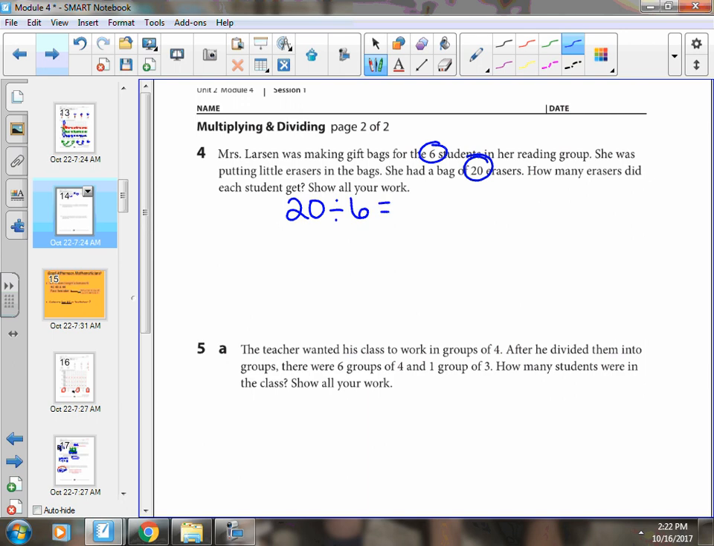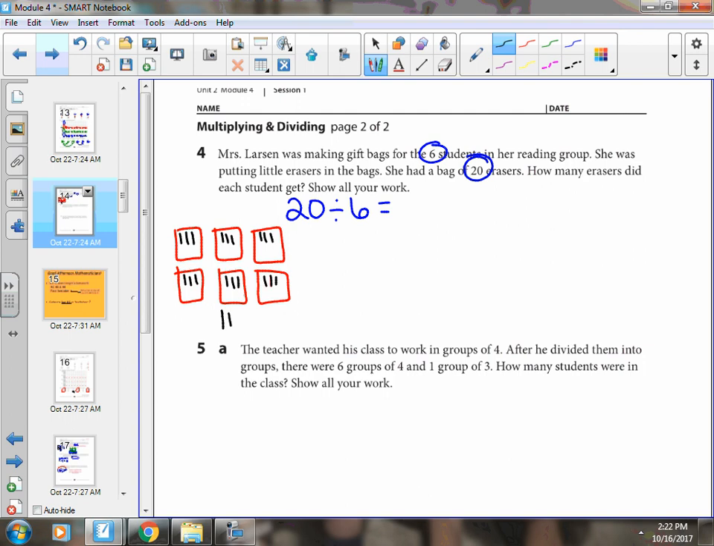Now, some people do a picture, and a picture is always a great idea. You could think of those 6 kids each having a bag, and I can imagine Mrs. Larson saying, one for you, one for you, one for you, one for you, one for you, one for you. There's another one for each of my kids. There's another one for each of my kids. And I have 2 left.